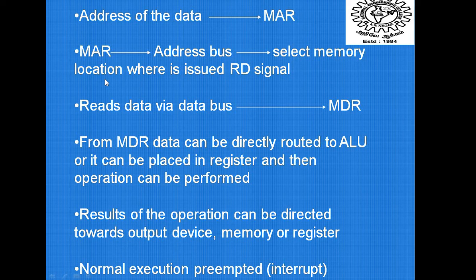So as I said, from the MAR, the address bus is used. The address bus carries the address signal and selects the memory location where the signal should be given, that is, the value of the address of the data.